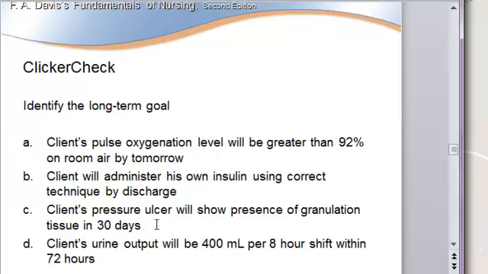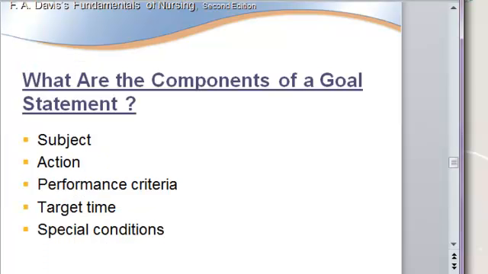If you look at C, client's pressure ulcer will show presence of granulation tissue in 30 days. Client, action, his pressure ulcer will show presence of granulation. That's granulation will be the performance criteria, and in 30 days is our target time. Okay, same as for D, but I wanted to give you some examples of those. So if we go back to slide 22, what are the components of a goal statement? Remember the subject, the action, performance criteria, the target time, and the special conditions, if any.